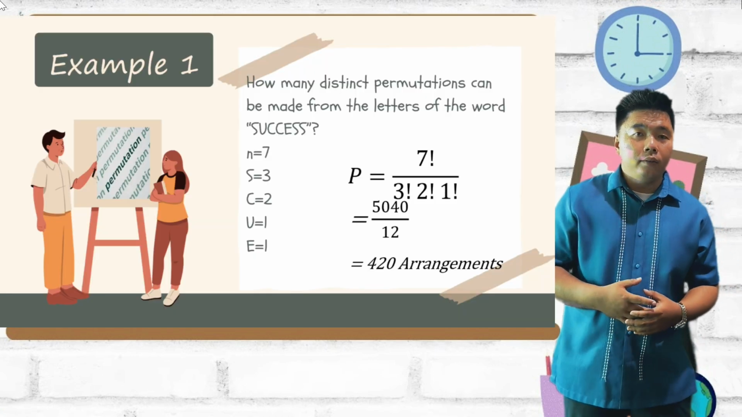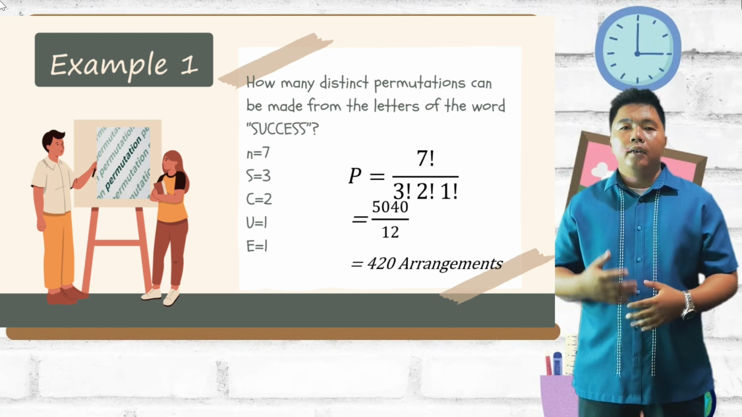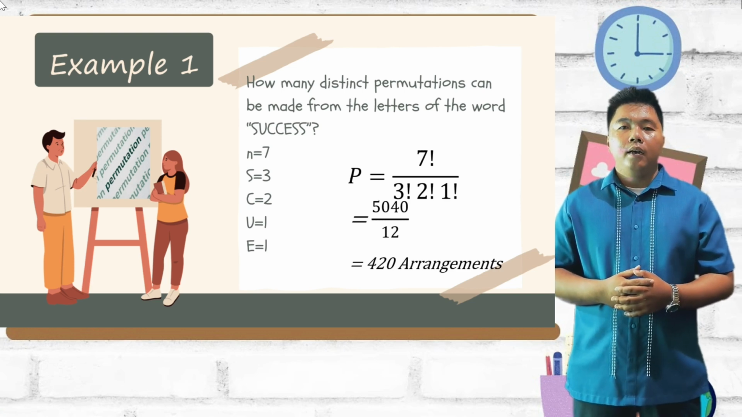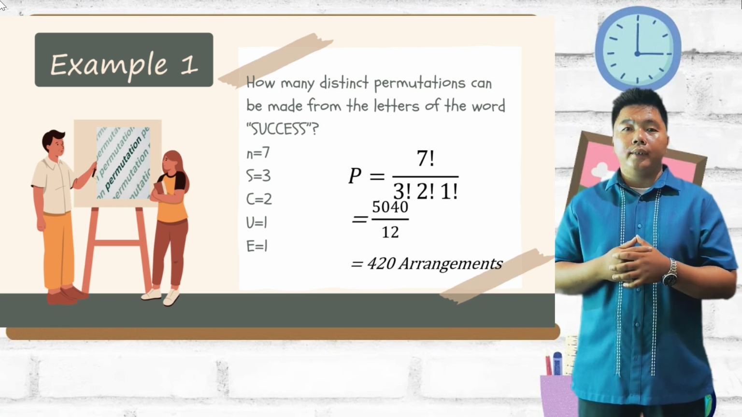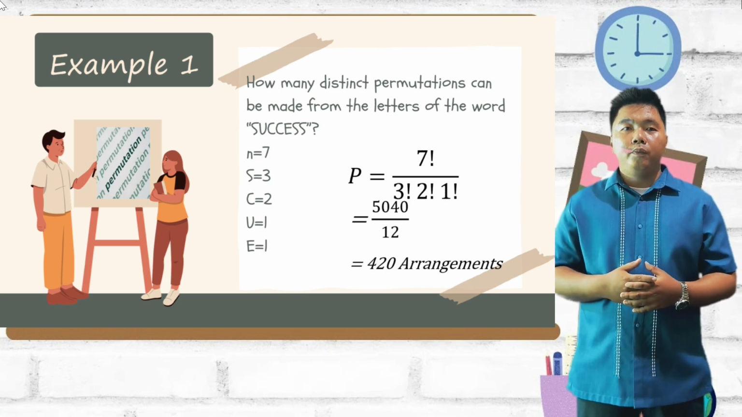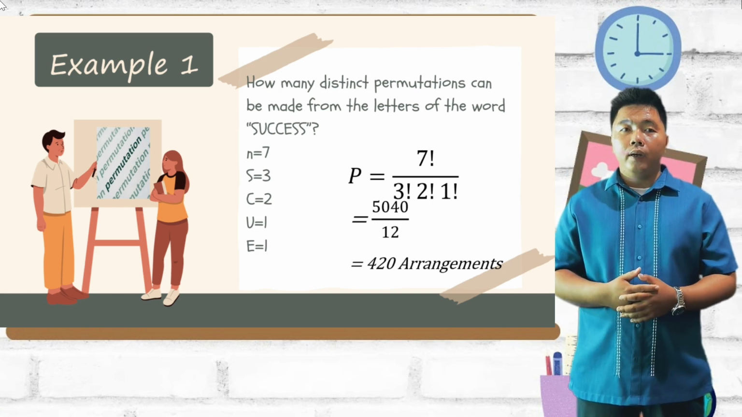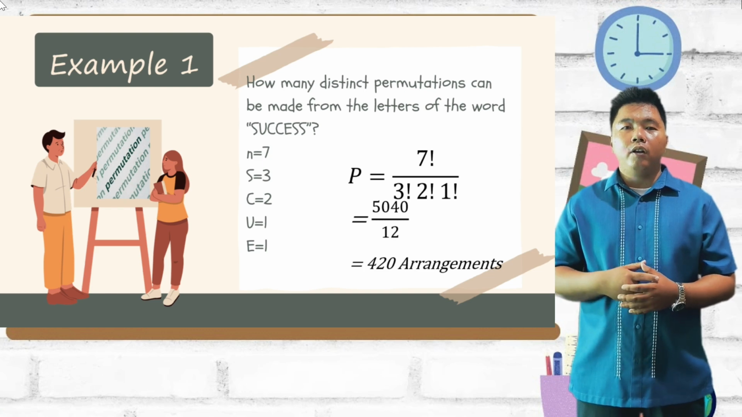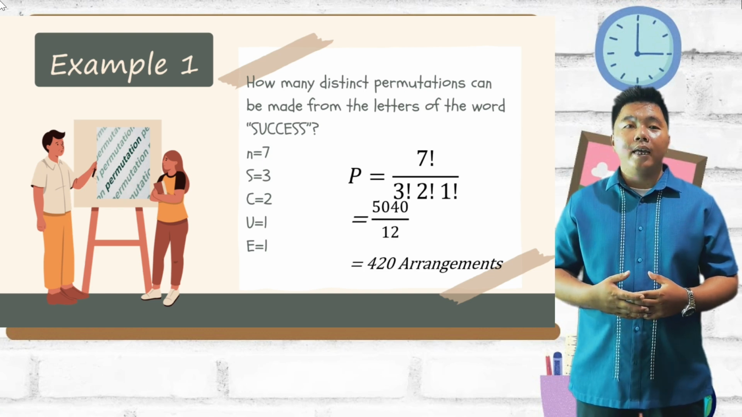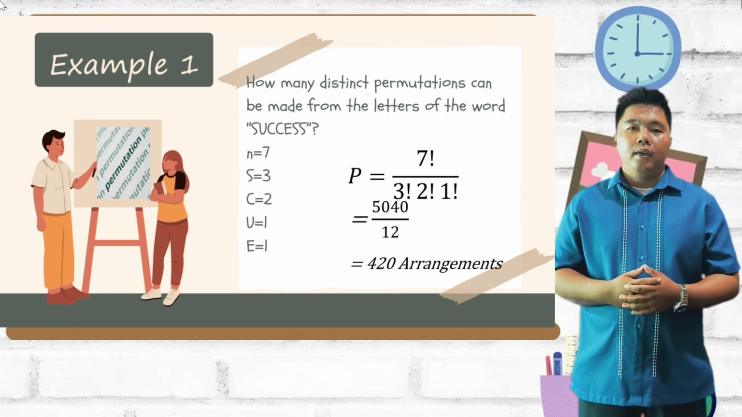Okay, learners, so let's count the total number of letters of the word success. From the given, we have all in all 7 letters from the word success. So that should be the value of our n. So n is equal to 7. For the parts, let's count how many letter S, how many letter C, how many letter U, and how many letter E.